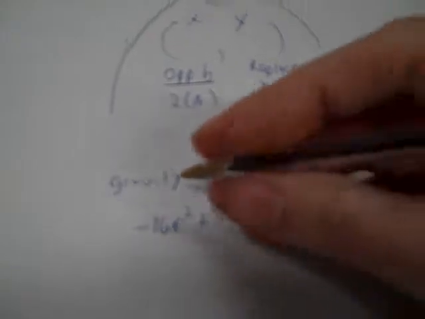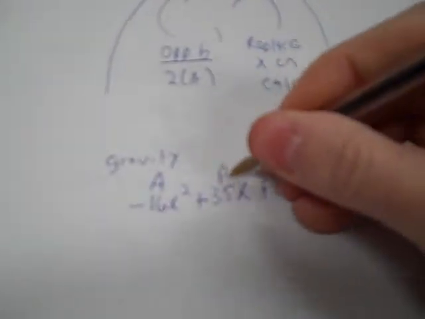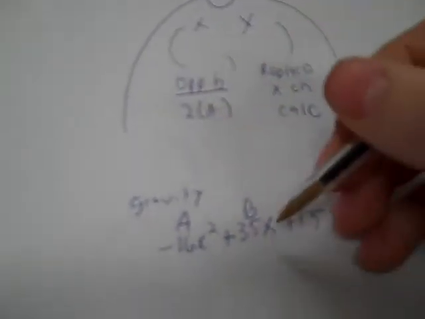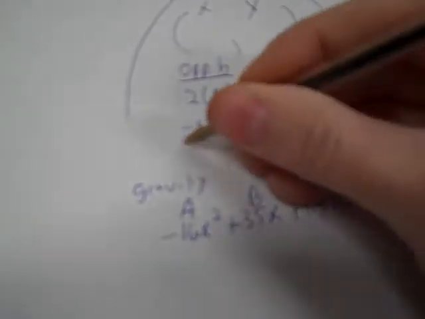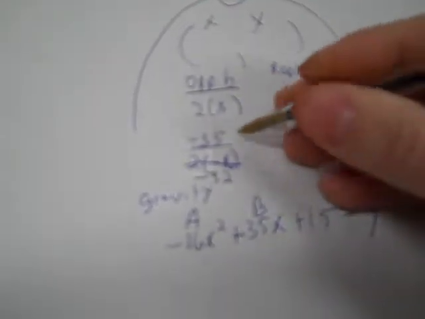Okay, so there's no parentheses, so I have my a and I have my b, so I go up here. Opposite of the b would be negative 35. And then I take 2 times whatever a is, which is negative 16. 2 times negative 16 is negative 32, and then I divide. Negative 35 divided by negative 32, top by bottom. So I got 1.09.